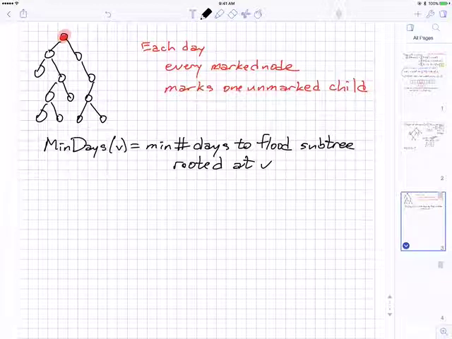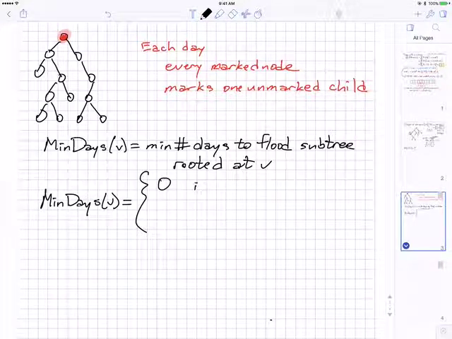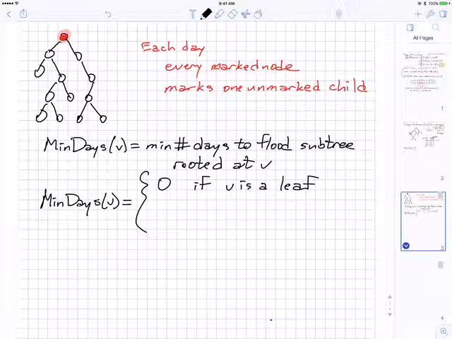Okay, and now I can write this as a recurrence. If V is a leaf, we don't need to do anything. The only node in the subtree already knows the secret. It's already marked. I don't need to do any additional work. At the end of day 0, the entire tree is marked. Okay. Then the question is what to do if V is not a leaf.